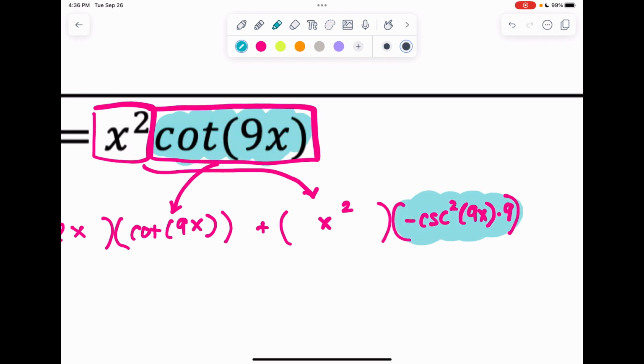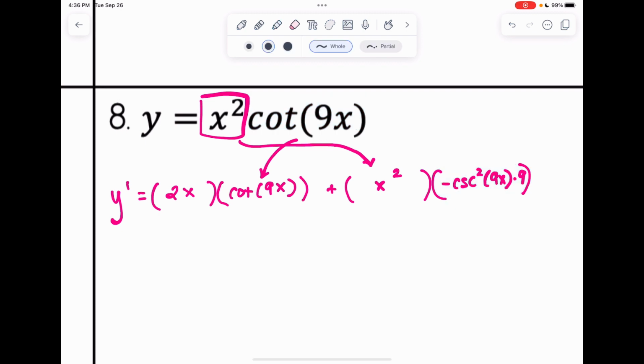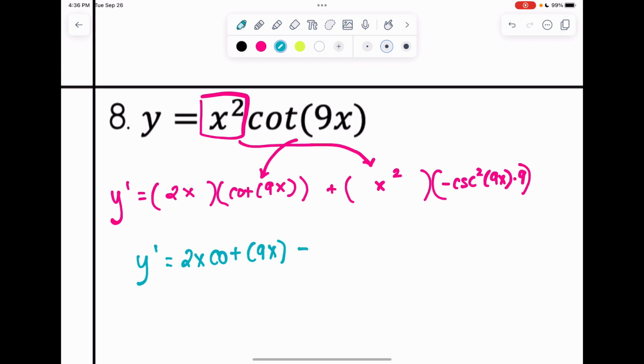So for cotangent 9x, the derivative is all of this. The derivative of cotangent is generally negative cosecant squared. We keep that 9x in there, but we need to multiply by the derivative of it because of the chain rule. If you want, we can just clean this up slightly by getting rid of some of these parentheses so it doesn't look so cluttered. So I have y prime equals 2x cotangent 9x. Over here, I have minus 9x squared cosecant squared 9x.